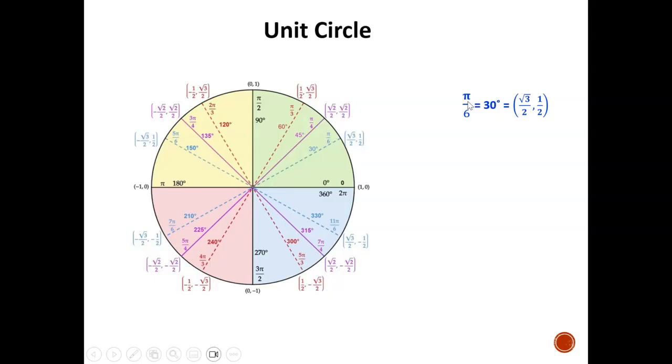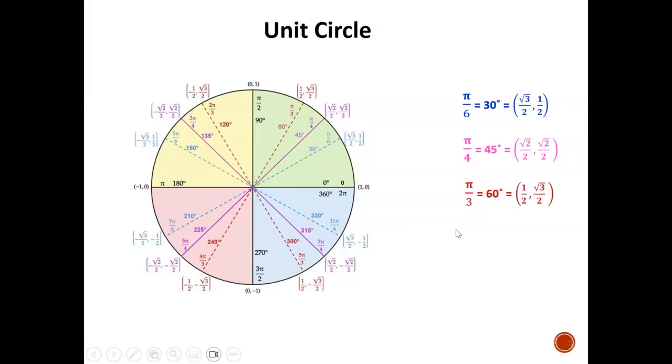Now here it is, right? For pi over 6, that's the radian, 30 degrees is the degrees, and the point is the square root of 3 over 2, 1/2. There are only about 3 points that you really have to know. Everything with the 6 on the bottom, if you notice, this is your point, the square root of 3 over 2, 1/2. You see the pi over 6, same point. The 5 pi over 6, also the same point. The 7 pi over 6, same point. And 11 pi over 6, same point.